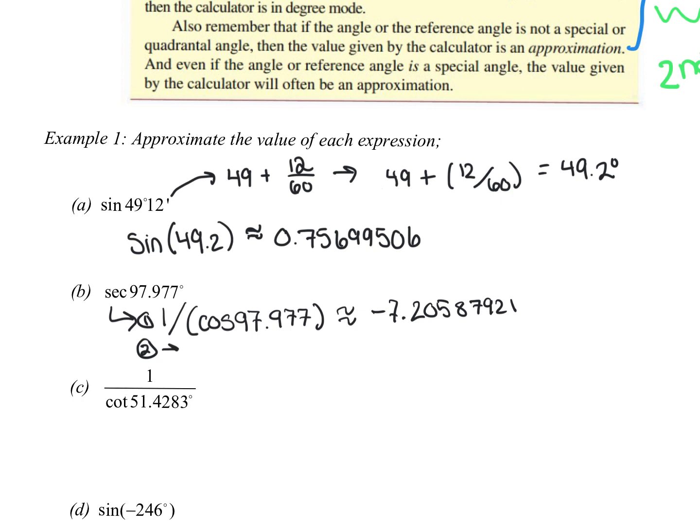Another option you can do, so this is option 1. Option 2, you can type cosine of the 97.977 degrees. And once you do that, there's a button on your calculator that says x to the negative 1. What that button does is it flips things over. So it is the reciprocal button. It takes the value that you get out of cosine and does 1 over that number, and you should get out the exact same thing.